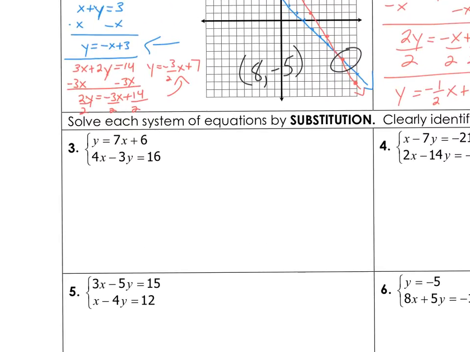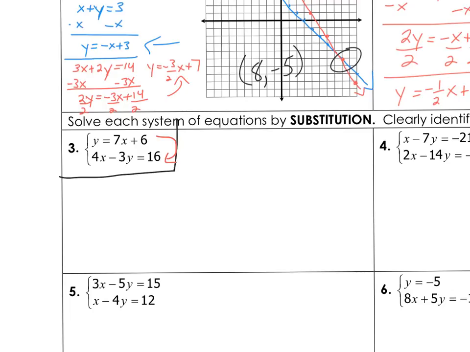Now we're going to solve each system algebraically, and we're going to use the substitution method, which is the method that you all preferred the least this week. So remember, we have 3 steps when we're solving systems of equations using substitution. One, you want to solve one of the equations for either x or y. Well, luckily for us, this first equation is already solved for y.